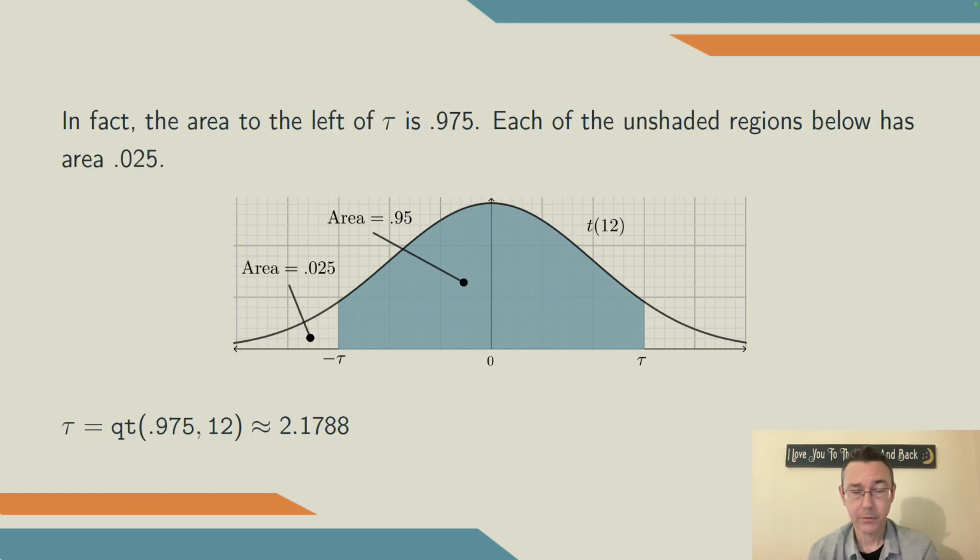We have 95% of this area shaded between negative tau and positive tau. So we have 5% unshaded. And of that, 2.5% has to be unshaded on the left, and the other 2.5% is unshaded on the right. All told, the area to the left of tau is 97.5% of the total area here. So the value tau is qt of 0.975 comma 12, about 2.1788. So that's the value that captures 95% of the area under this graph between negative tau and positive tau.